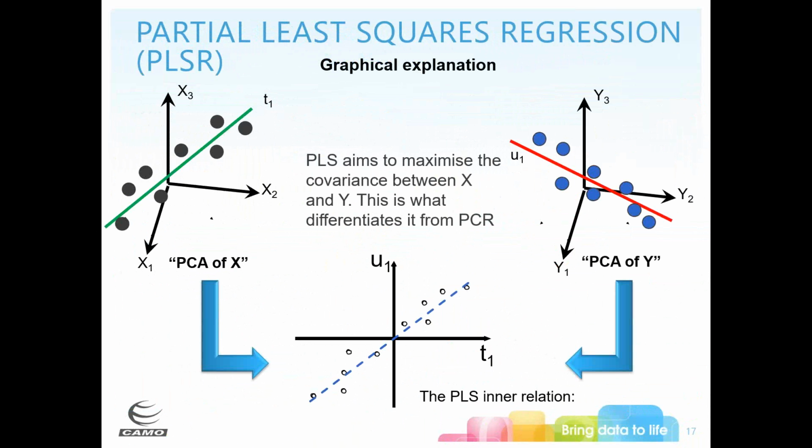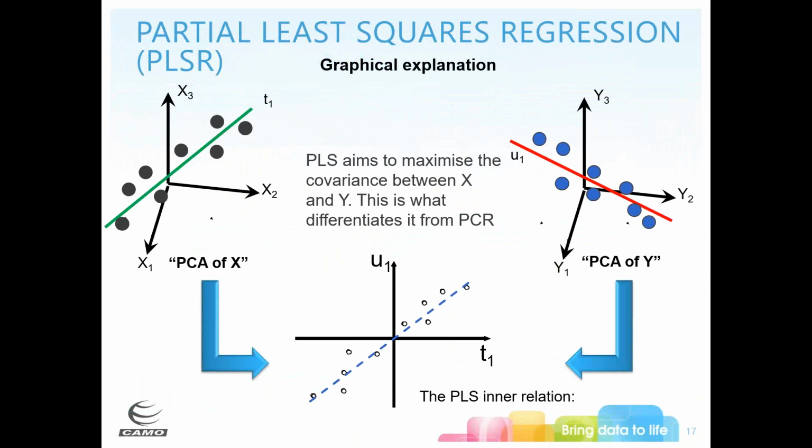So with partial least squares regression, which we're talking about today, the way it works is you have your X block of data. This is your independent data. This might be your process values. This might be your spectra that you collect. And you run a principal component analysis of that.